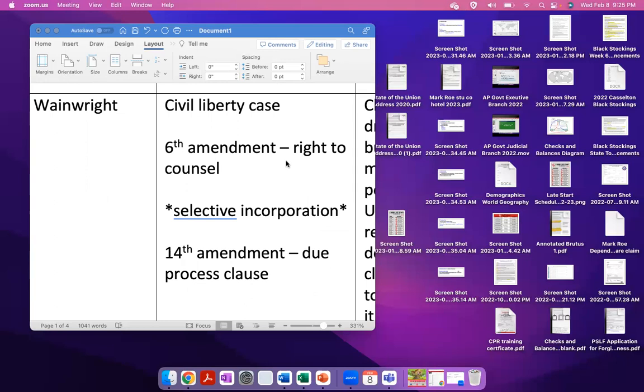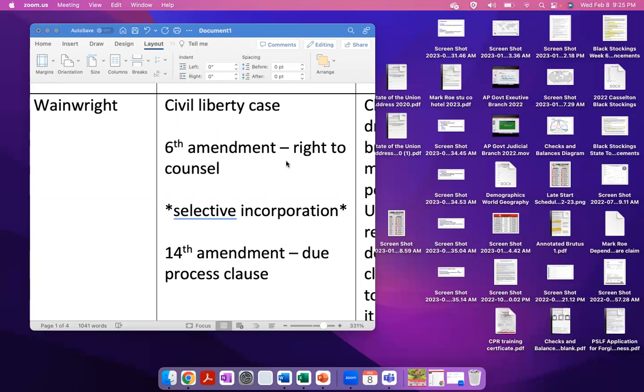So when Gideon is arraigned, he asks for counsel. The state of Florida, do they give him counsel? The answer is no. They said this is not a capital case. In the state of Florida, we only grant counsel for murder cases involving the death penalty. No counsel for you, Mr. Gideon.